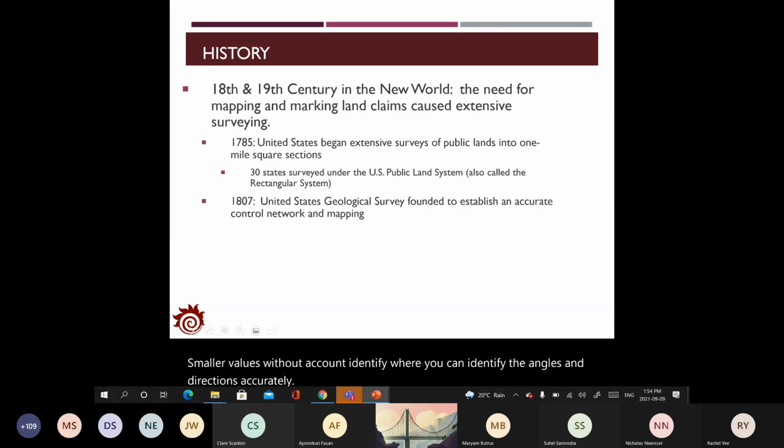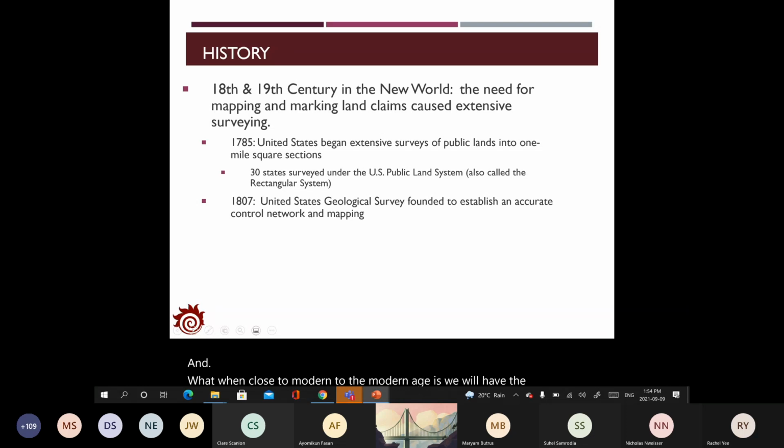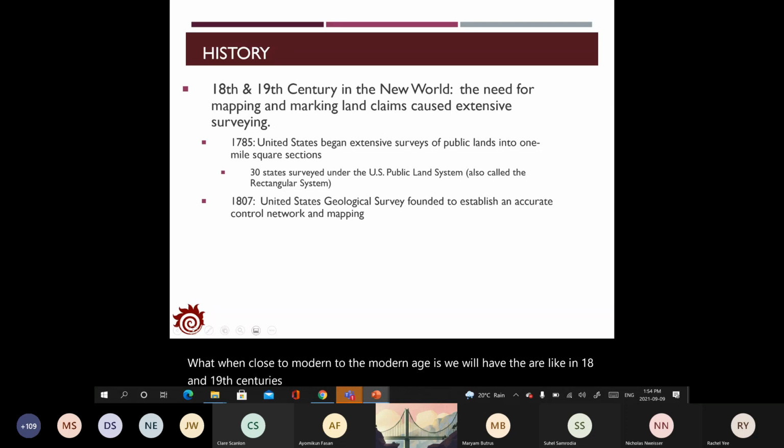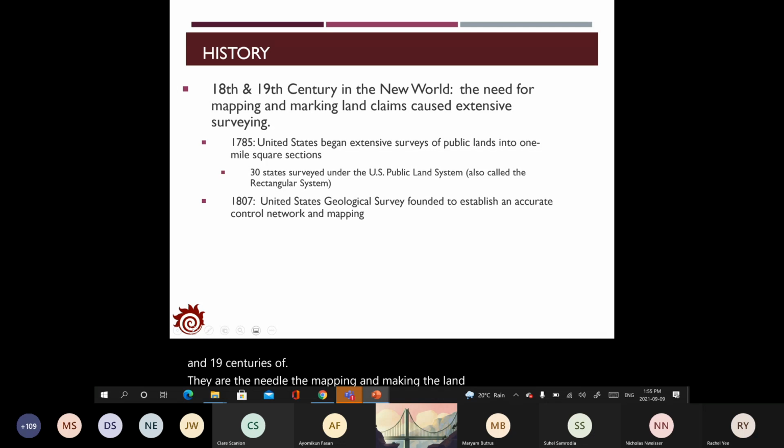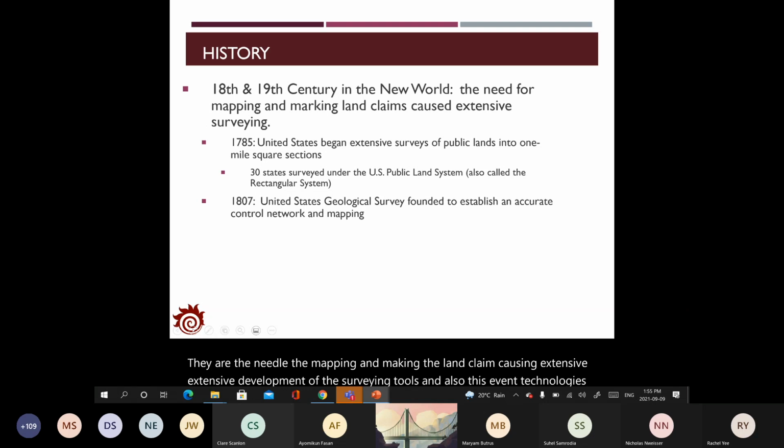And when close to modern ages, in the 18th and 19th centuries, the need for mapping and making land claims caused an extensive development of surveying tools and surveying technologies. In 1785, the US began extensive surveying of the public land across the whole country. They even have marks for every square mile in the whole country.